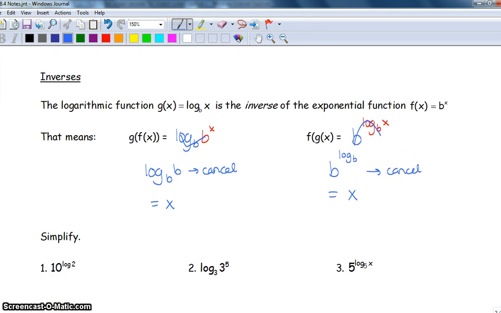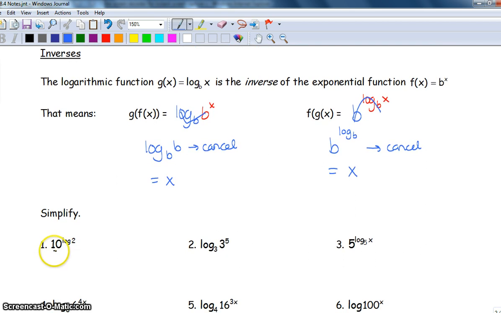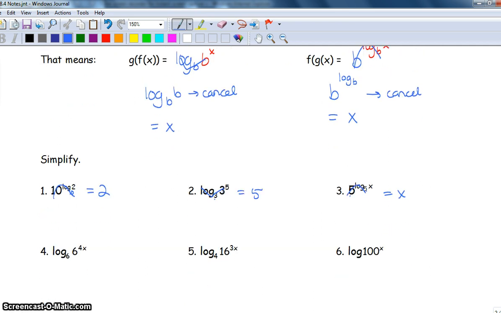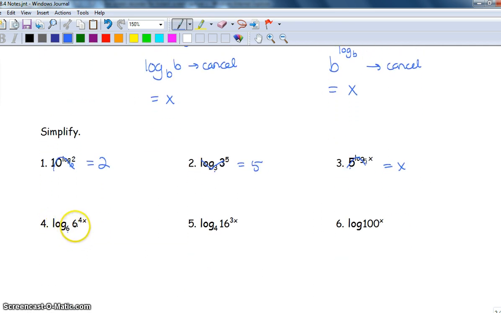So we can use this to simplify functions. When I look at this first one, I've got 10 raised to the log of 2. My base is not given. If my base is not given, I'm assuming that's 10, which means that cancels, and this is equal to 2. I've got log base 3 of 3 to the 5th, so the log base 3 cancels, and I'm left with 5. Log base 5 of 5 to the x leaves me with x. Log base 6 of 6 to the 4x. The log base 6 and 6 cancel, and I'm left with the exponent of 4x.